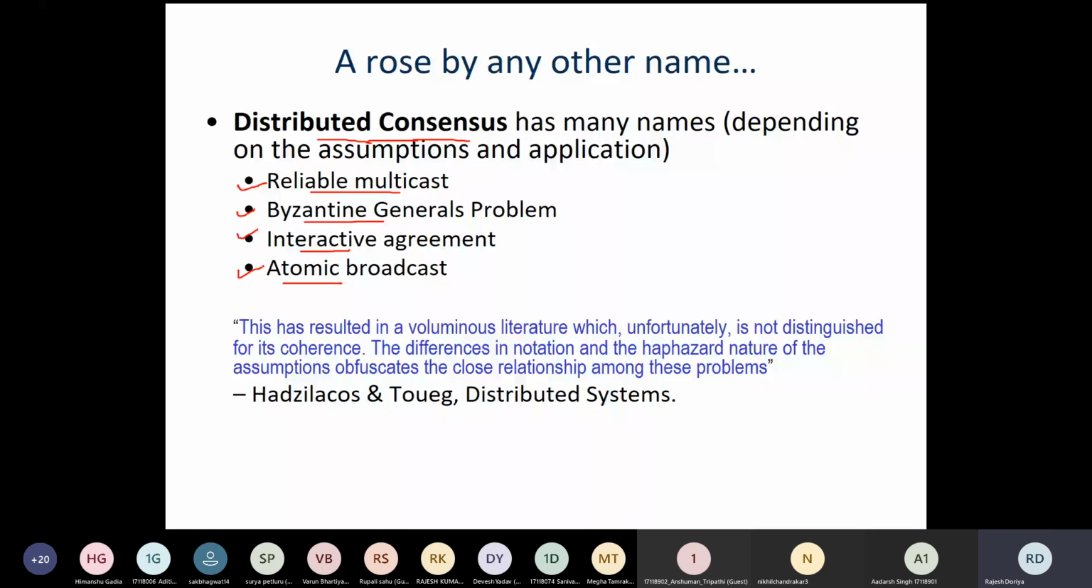So this has resulted in a voluminous literature which unfortunately is not distinguished for its coherence, and the difference in notation and the haphazard nature of the assumptions obfuscates the close relationship among these problems. What this person is trying to say is that in the literature these things have been addressed differently and denoted with different names, but the core thing remains the same. Let us see what exactly this problem is.